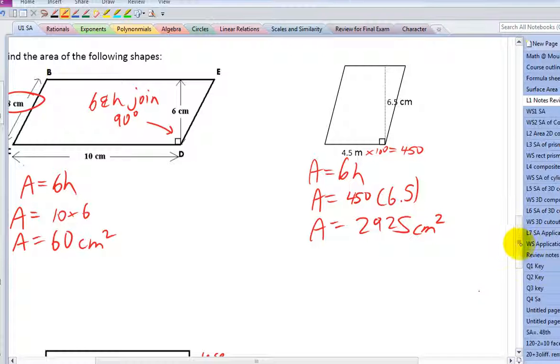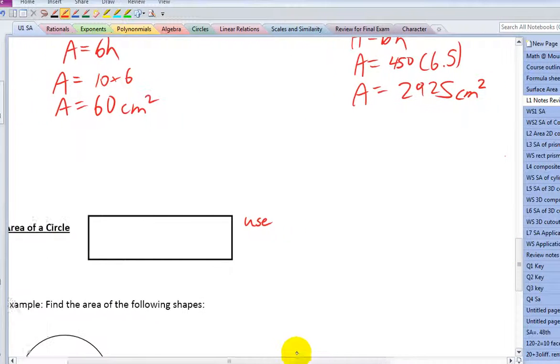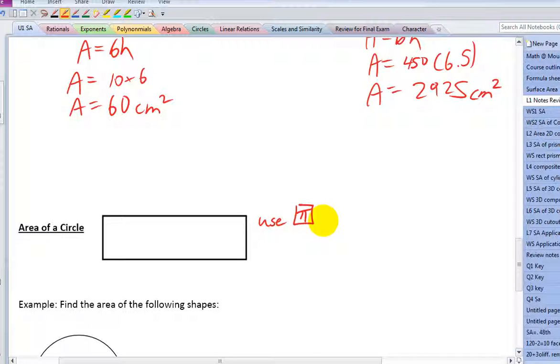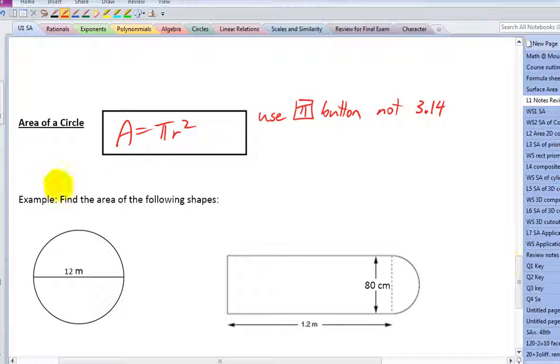Any questions? Okay, next one. For a circle, you want to use your pi button on your calculator, not 3.14. That's only if I want decimals. Usually I don't. So the formula is pi r squared. If I give you the diameter, that's kind of useless. What do you have to know? The radius. What does the radius equal? Good. Diameter divided by 2. Half the diameter. Now you're on your way.